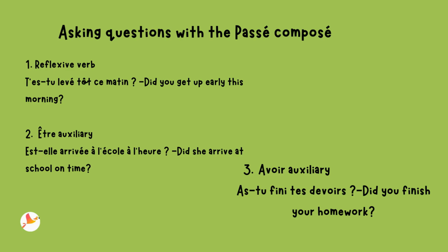So we have an inversion of the subject and the verb. Instead of elle est, we have est-elle. Number three, we have an avoir auxiliary being used. As-tu fini tes devoirs? So I want you to also remember these sentences and use them as a template for when you want to ask questions in the perfect tense, in the passé composé tense.